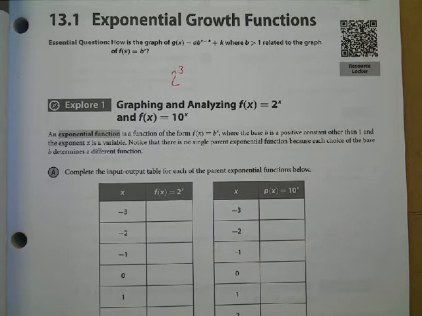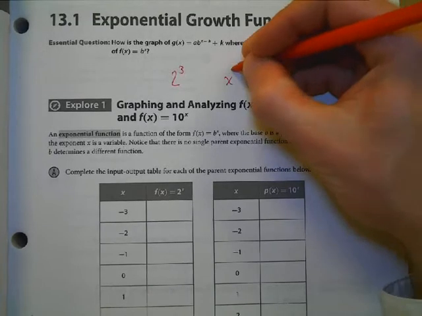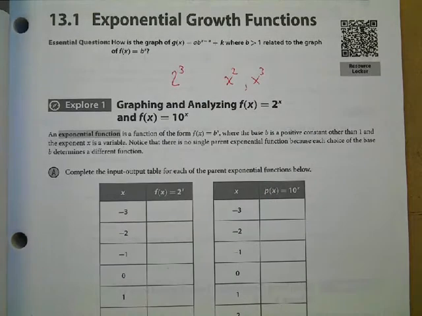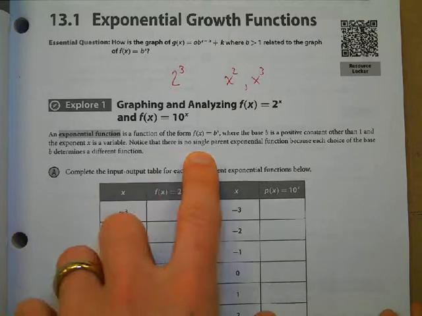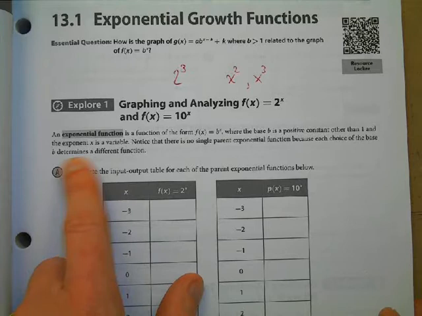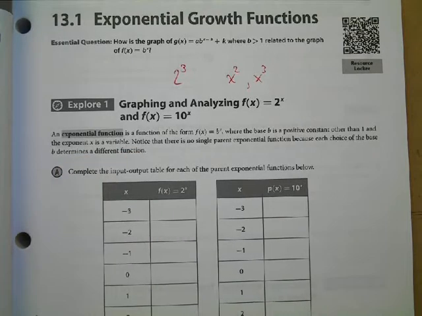So anyway, the new thing here, or the twist, is that our x is in the exponent. We've seen other functions where x is the base, like x squared or x cubed, and we know those have different kinds of graphs. But when we put x in the exponent, that can really affect things too. One of the key things to point out is that there is no single parent exponential function, because each choice of the base b determines a different function. So it's not quite so easy to transform these as it was in the past, or to identify the different transformations, because the base is also changing, the letter b.